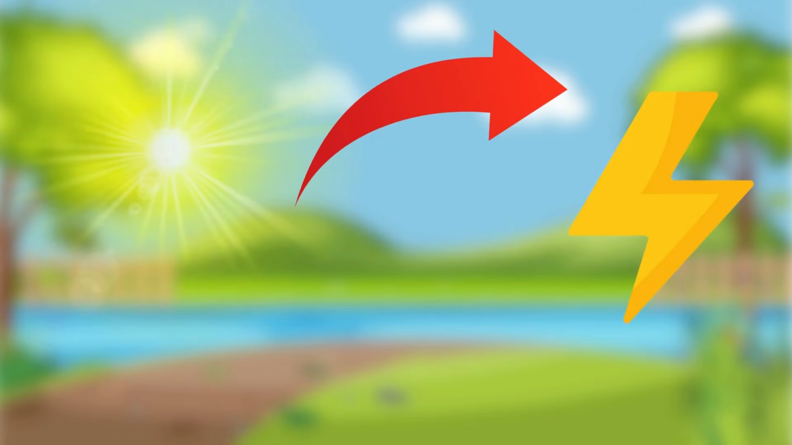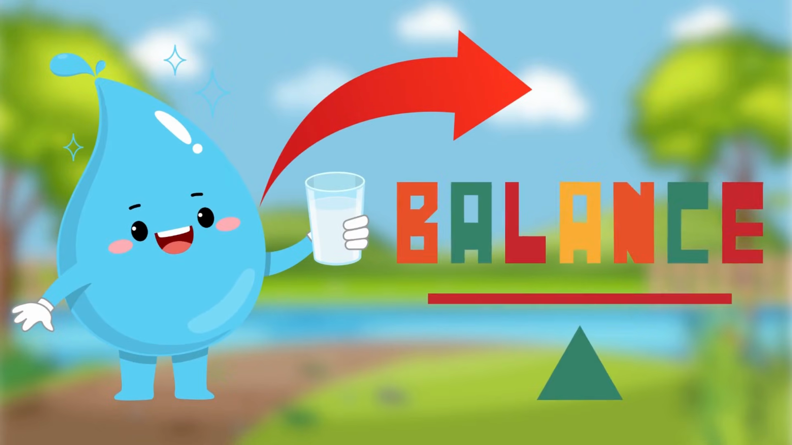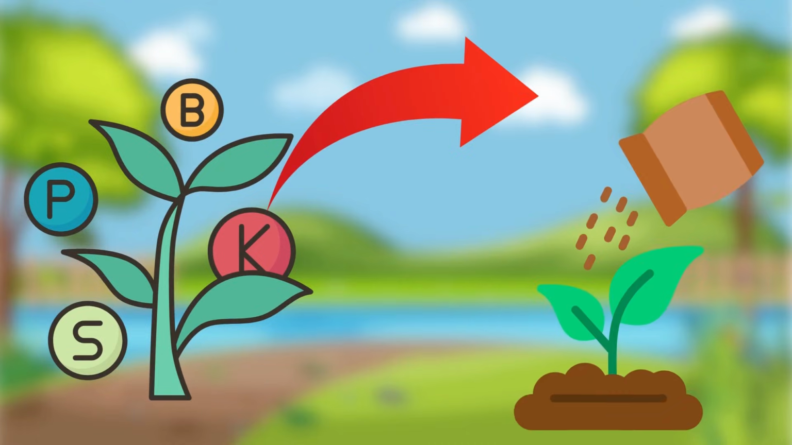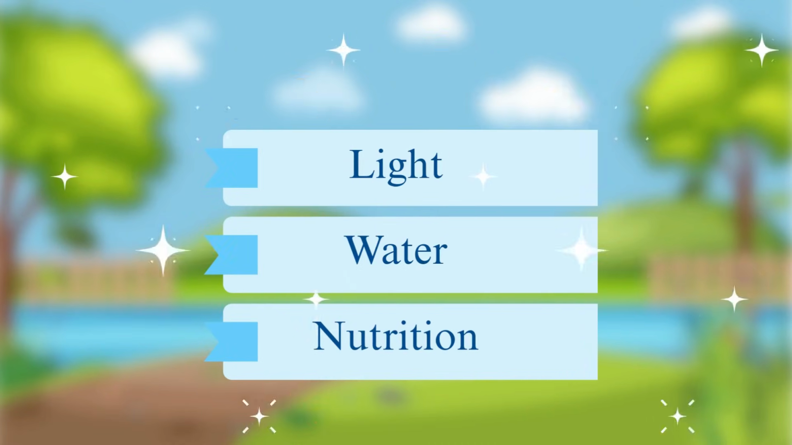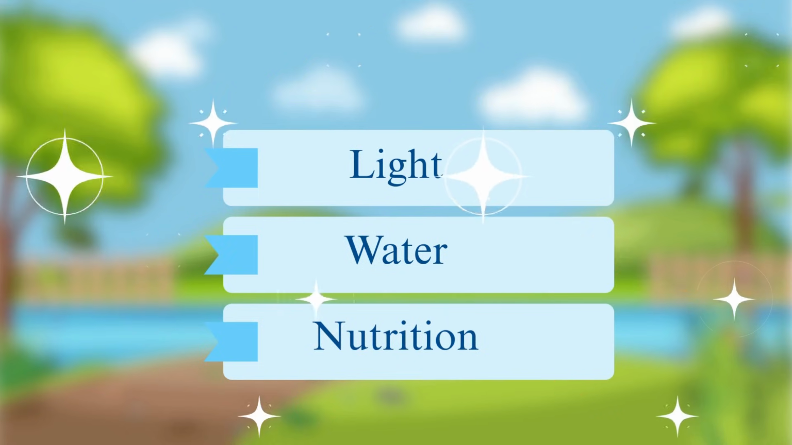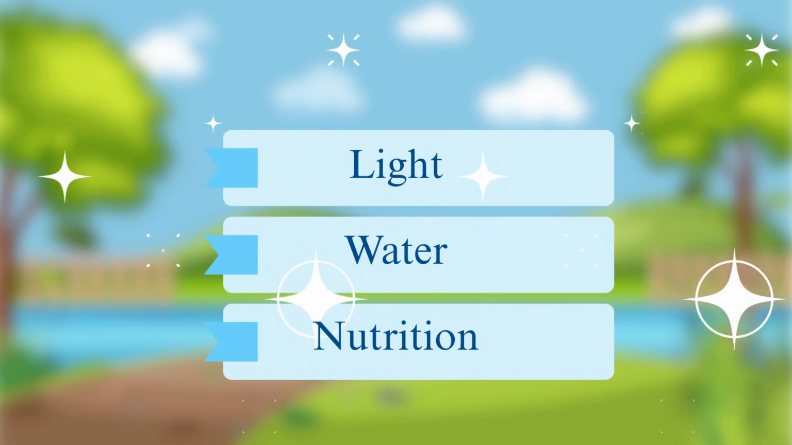Light is energy, water is balance, nutrients are food. These three pillars form the foundation of plant health. Beginners who focus on these basics will avoid many of the common pitfalls.